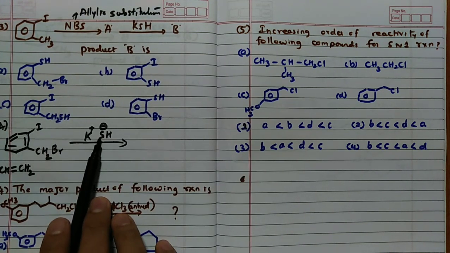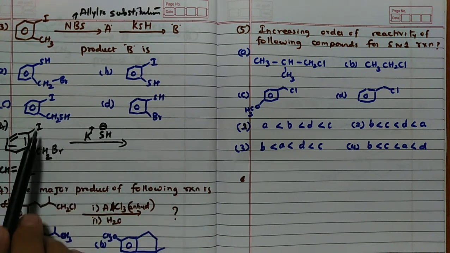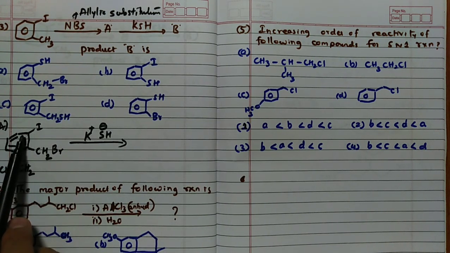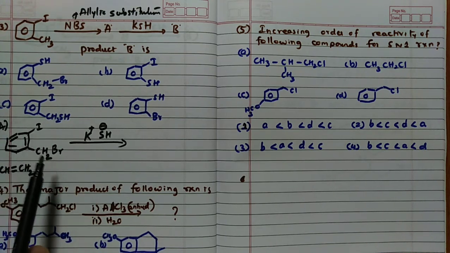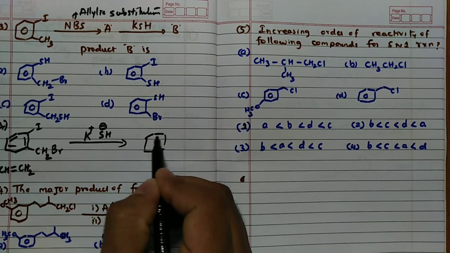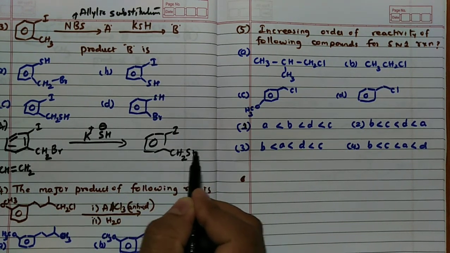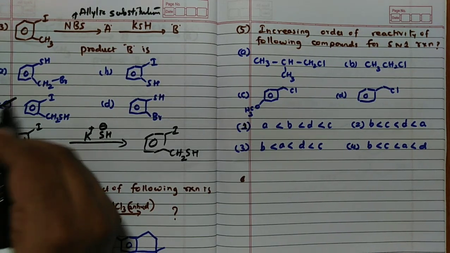This is also a strong nucleophile, remember. Now, a very good leaving group is iodine, no doubt. But iodine is directly attached to the benzene ring, so this cleavage is difficult. So the other cleavage will take place, and you are going to get the product with iodine here and CH2SH here. So the answer for this question is C.